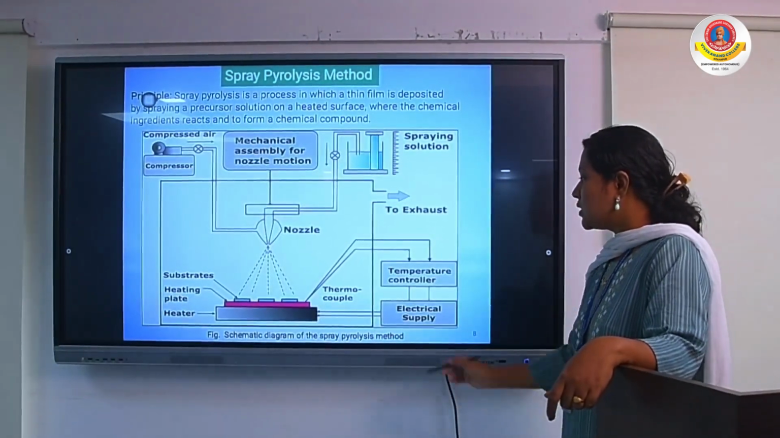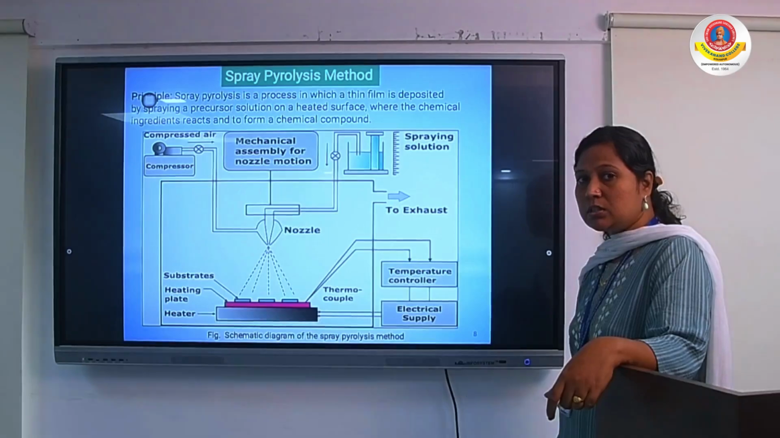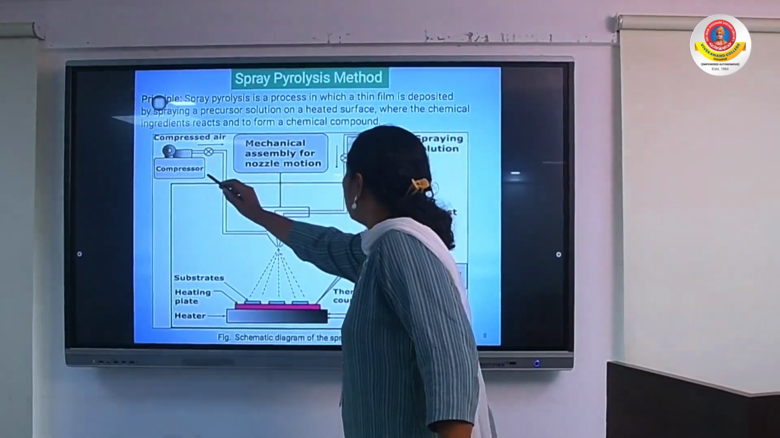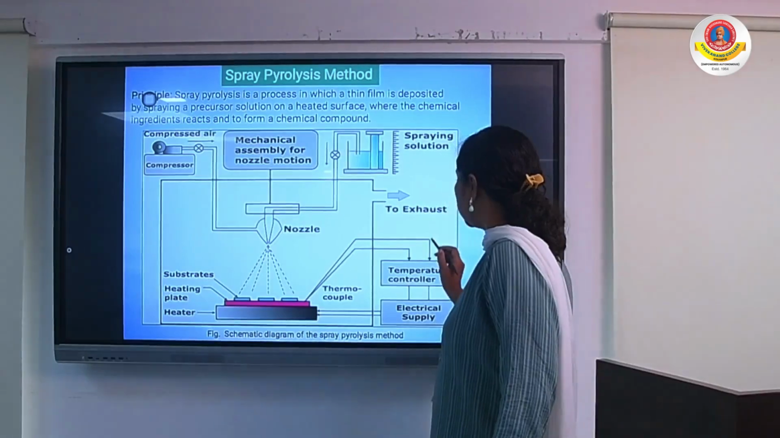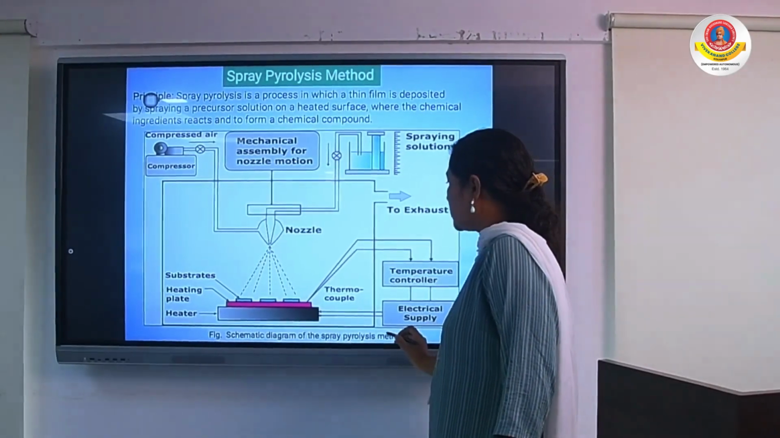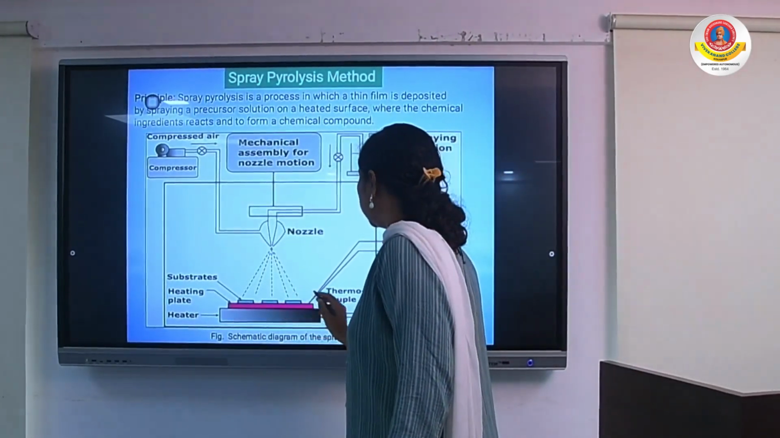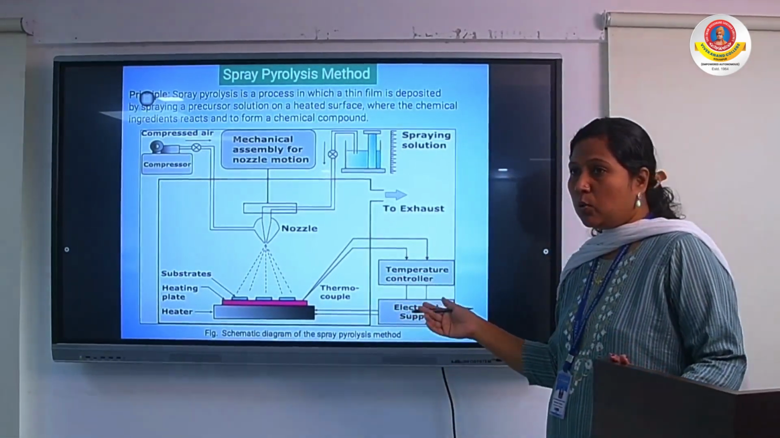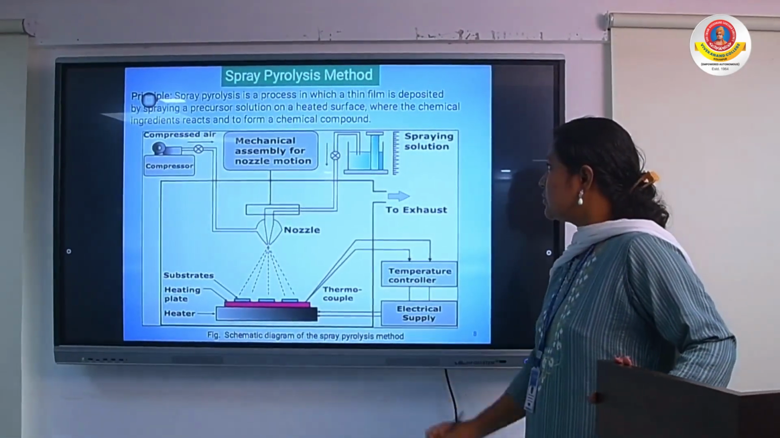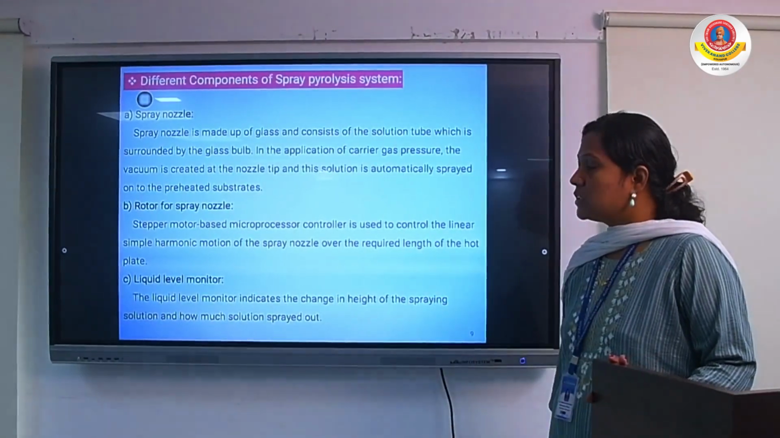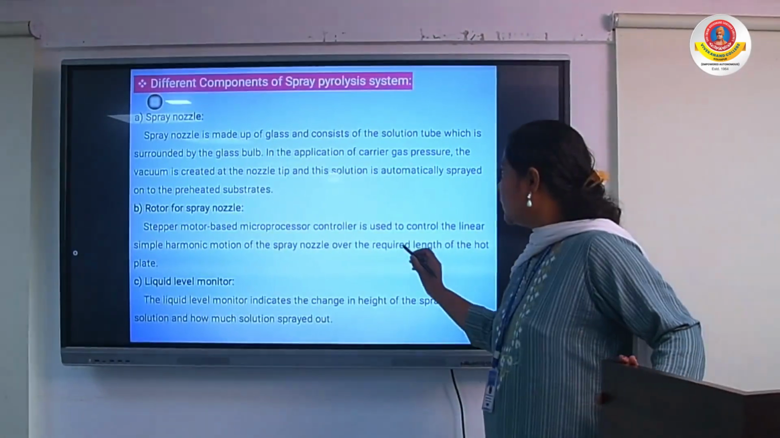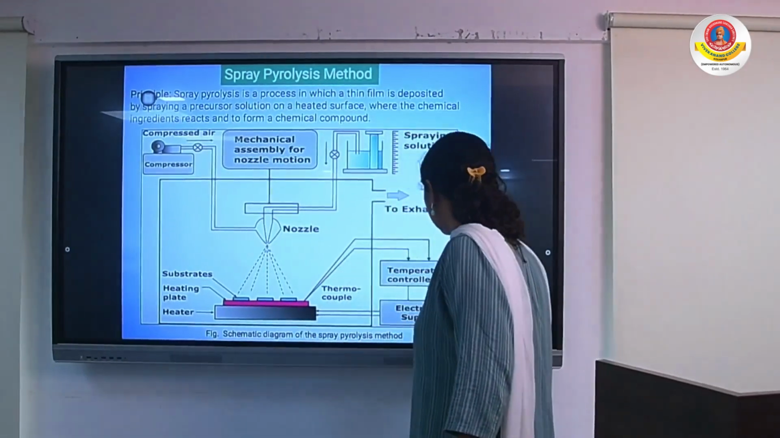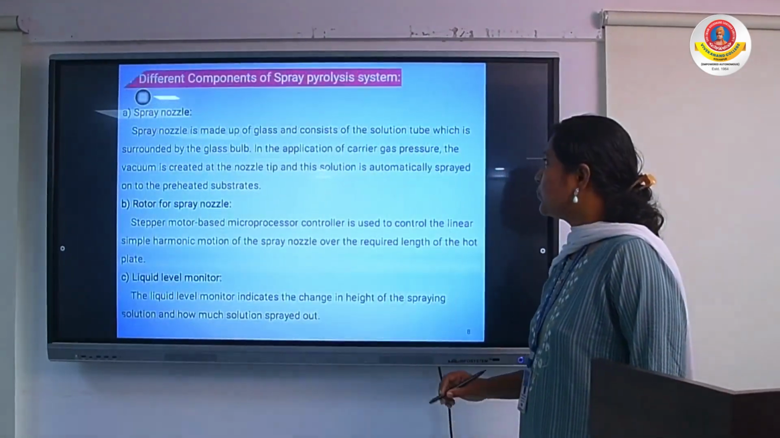This figure shows the schematic diagram of the spray pyrolysis method. This method consists of the spray nozzle, air compressor, solution bath, temperature controller, electrical supply, heater, substrate, and heating or electrical arrangement. We have to see one by one all these components and their mechanism. First is the spray nozzle. Spray nozzle is here in this figure. This is the spray nozzle. So what is this spray nozzle?